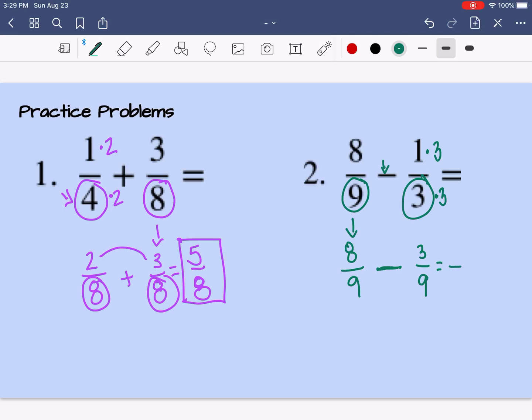Just like with addition, we keep the same denominator with the subtraction, and then we subtract the numerators. 8 minus 3 is 5. So now I have a 5 and a 9. Can I divide those by the same number? Nope, I can't. So our final answer in its lowest terms is 5 over 9.